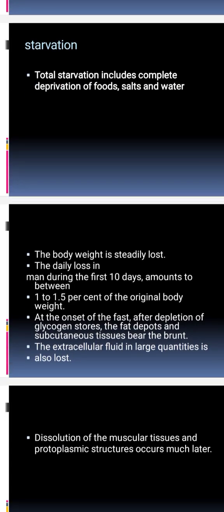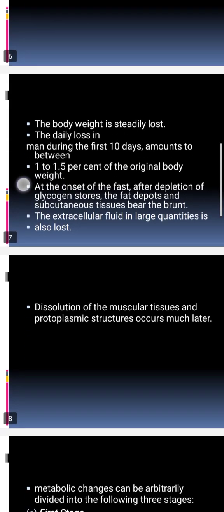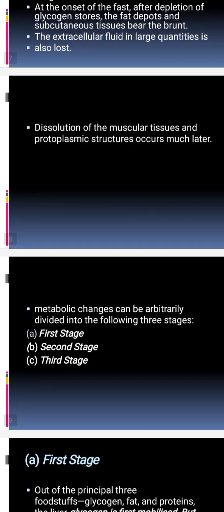The body weight, of course, is steadily lost, and the daily loss in man during the first 10 days amounts to between 1 to 1.5% of the original body weight. At the onset of the fasting, after depletion of the glycogen stores, the fat depots and subcutaneous tissues bear the brunt. Also, the extracellular fluid in large quantities is lost. There will be dissolution of the muscular tissues, and protoplasmic structure occurs much later in this stage. Okay?